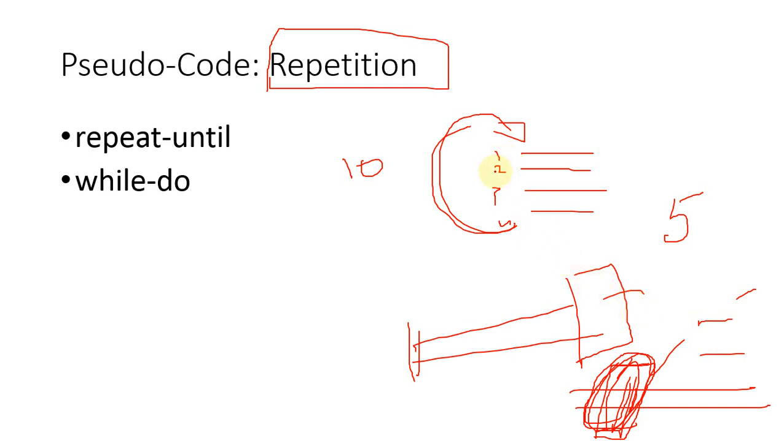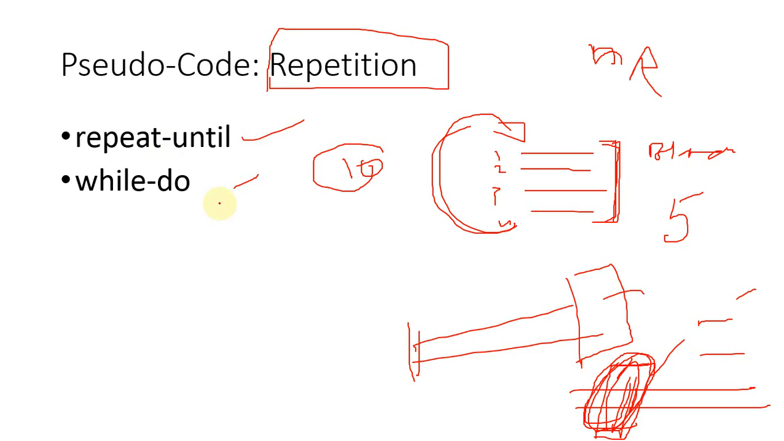Similarly, in most cases, we need to do the same type of tasks, the same sequence of statements, to be executed many times. It is not say 10 or 5; it depends upon the situation. So let us say you need to execute a block of statements n times. N may be 0, n may be 1, n may be any number. So for that we need to use two repetition structures, like repeat until or while do.